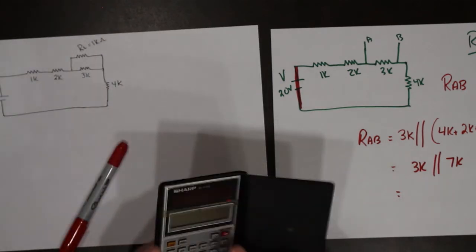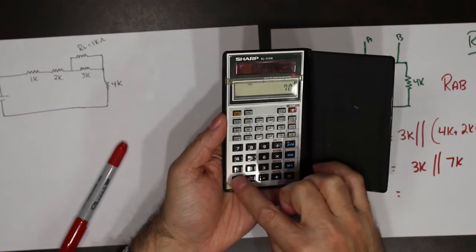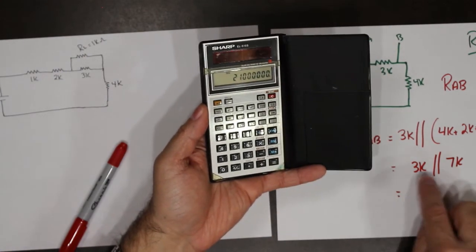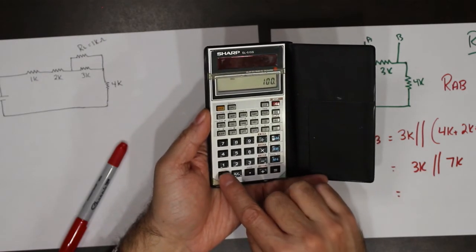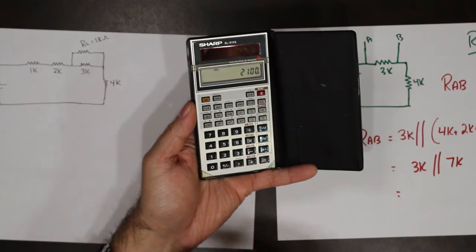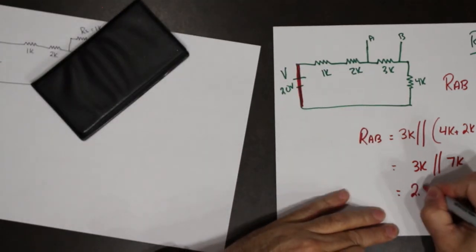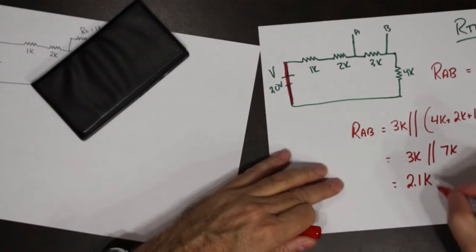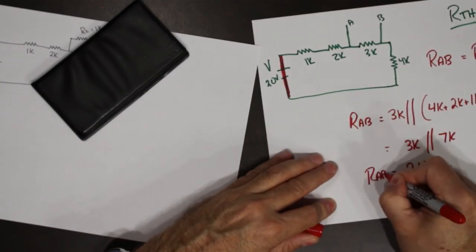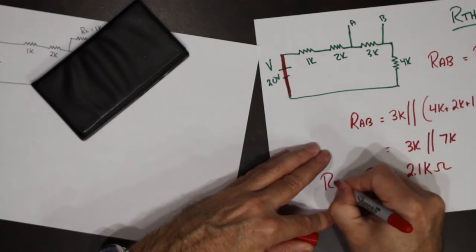So we're going to do a calculation. So 3,000 times 7,000 divided by 10,000. So that's product over sum. So 2,100. So 2.1K. So in that case, that's what RAB is. So that must be also our Thevenin resistance.